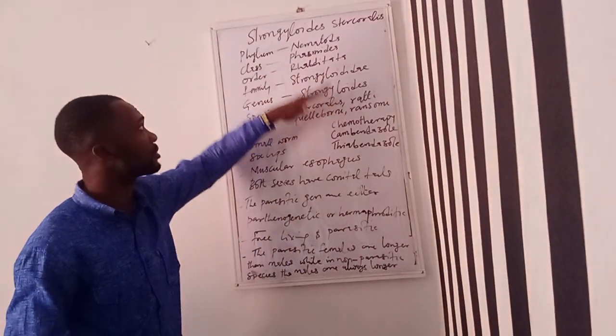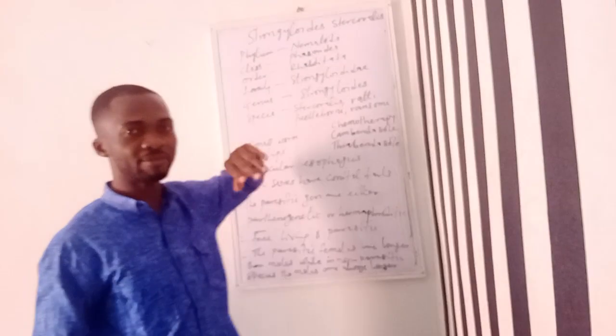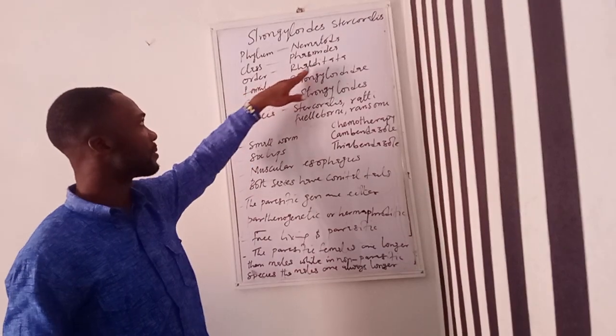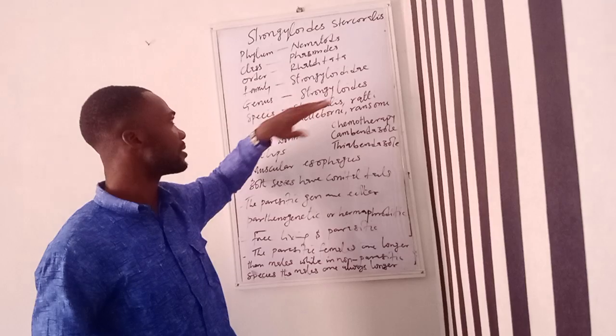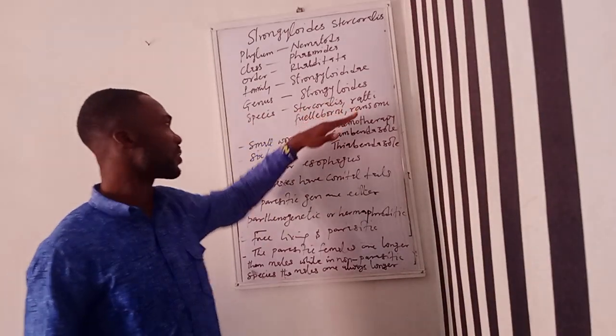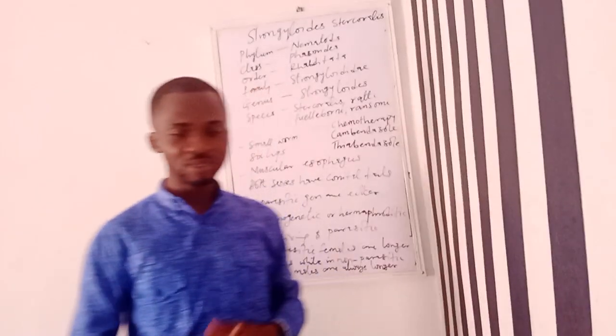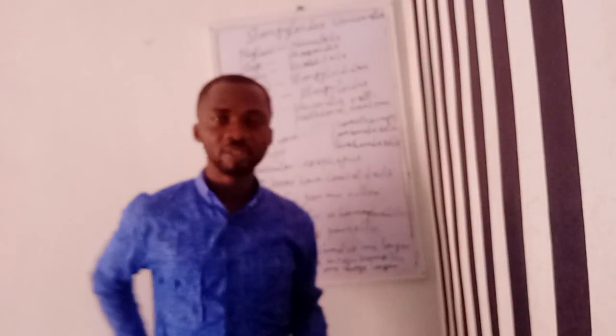This is the classification: Nematoda, Phasmidia, Rhabdidata, Strongyloididae, that's the family, then Strongyloides. Then of course we have many species: Stercoralis, Ratti, Felis, Ransomi. We also have the one they call Papillosus. So these are some of the basic species we have in these parasites.